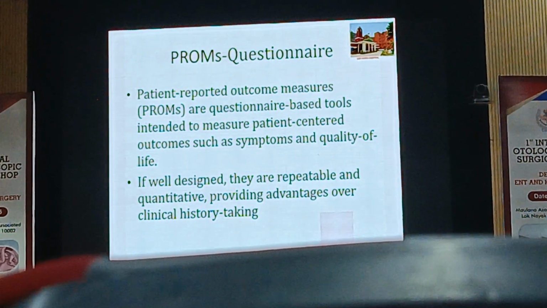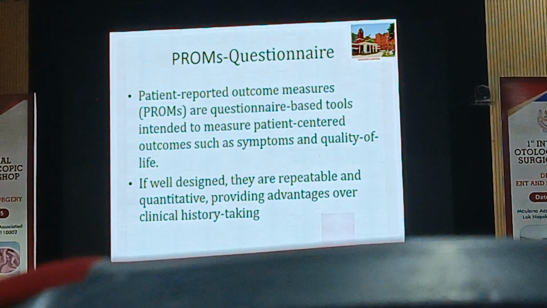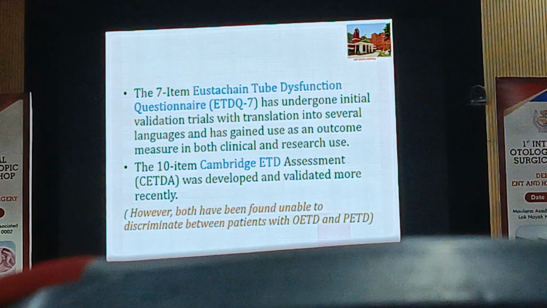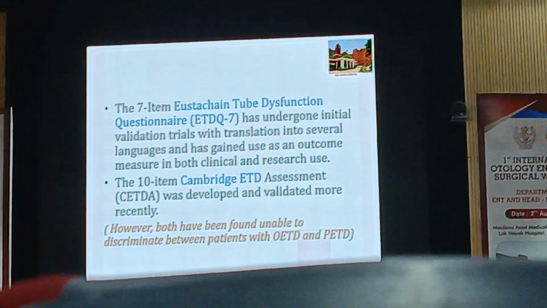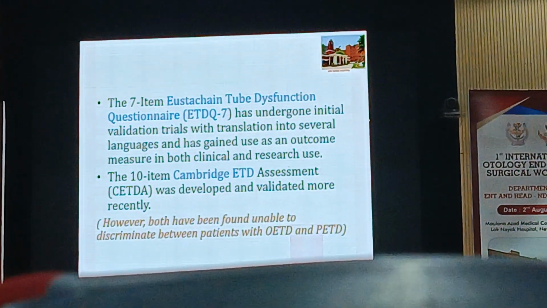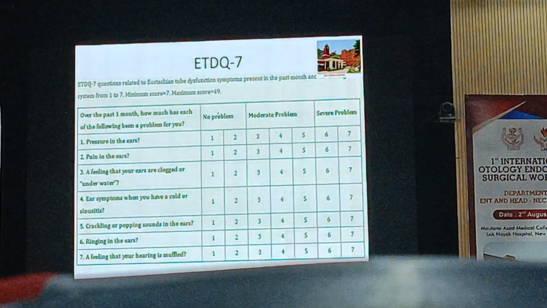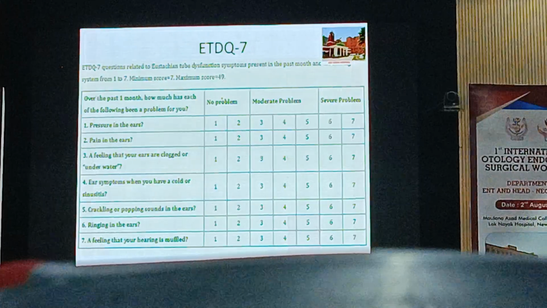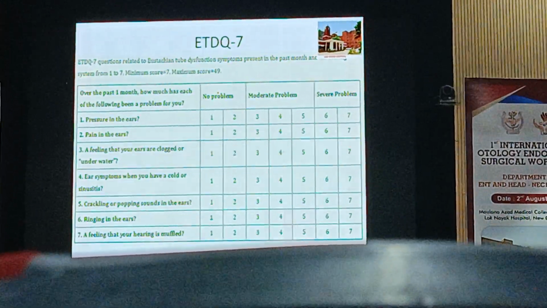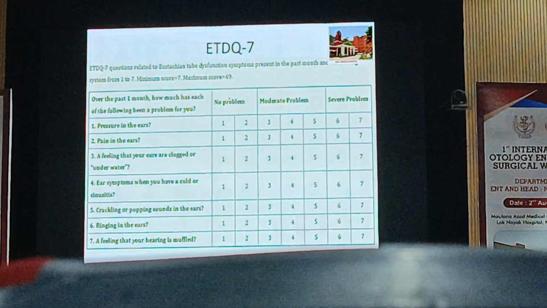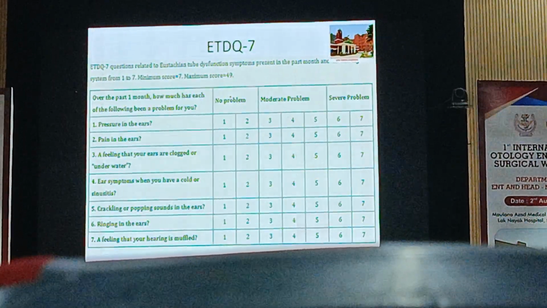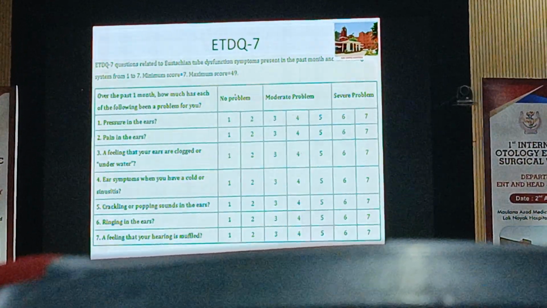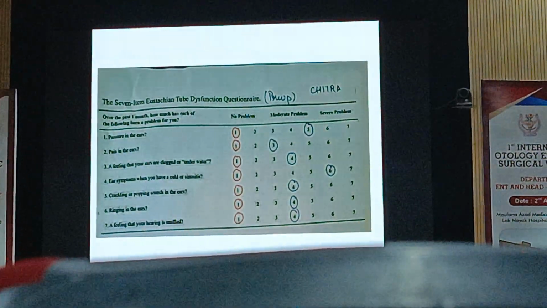Any patient who comes to us first has a test of the drum, a tympanometry, and then a questionnaire. There are two types of questionnaires which are available. The first questionnaire, the ETDQ score, is the most commonly used. This questionnaire covers pressure, pain, the feeling of cloggedness, ear symptoms produced by cold, crackling sounds and popping sounds heard in the ear, ringing of the ear, and a feeling that you are having a muffled sound in the ear. These are 7 parameters which are checked, with no problem, moderate problem, severe problem, and a score is given to each.